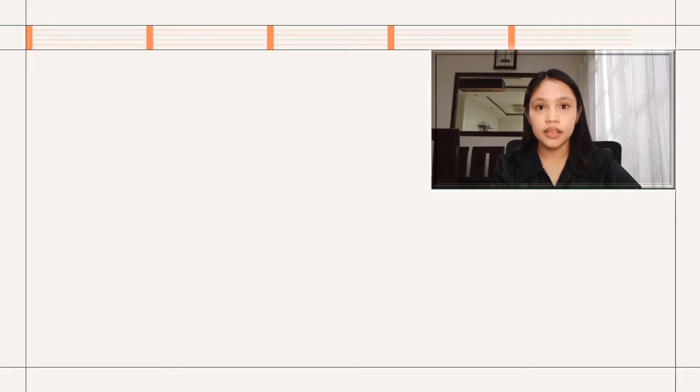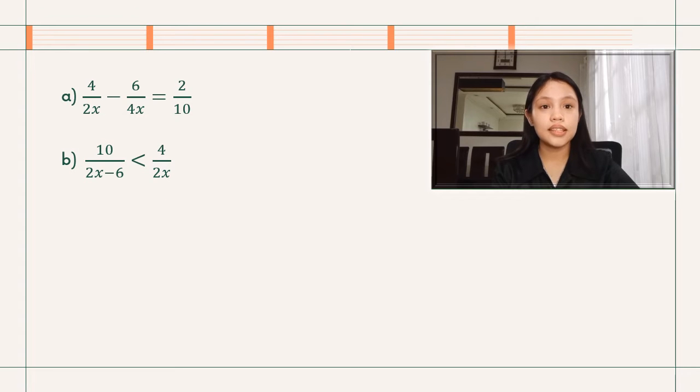Back to the topic at hand, a rational equation may hold at least one fraction as numerator and denominator are polynomials. Let us take a gander at the following to see and identify which is a rational equation. So we have 4 over 2x minus 6 over 4x equals 2 over 10. We also have 10 over 2x minus 6 less than 4 over 2x. We also have the function f of x equals 2x squared plus 4x plus 6 over 2x plus 2.